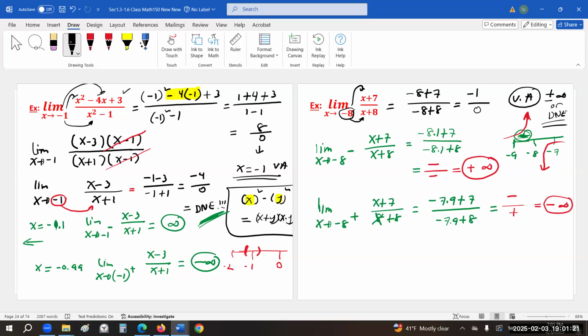As a result, the exact limit at -8 of this function is what? One limit is negative infinity, the other limit is positive infinity. So the limit doesn't exist.